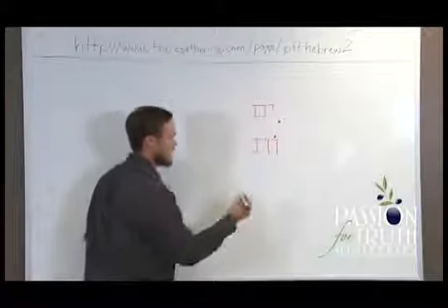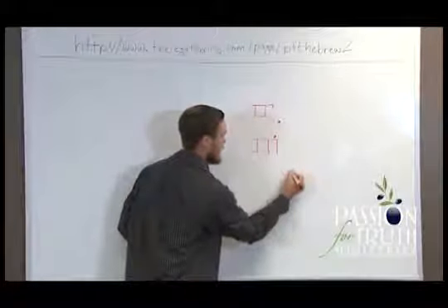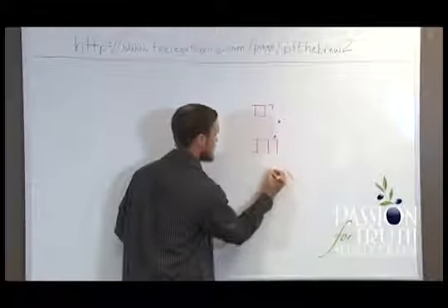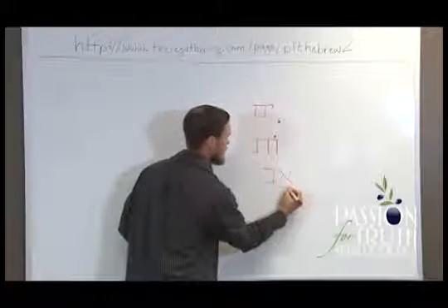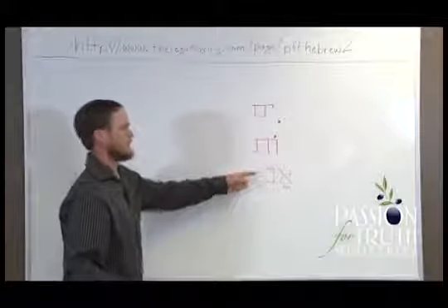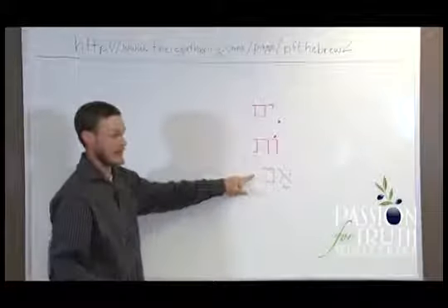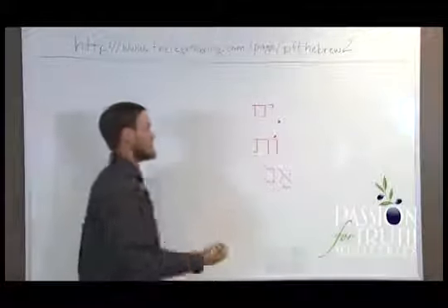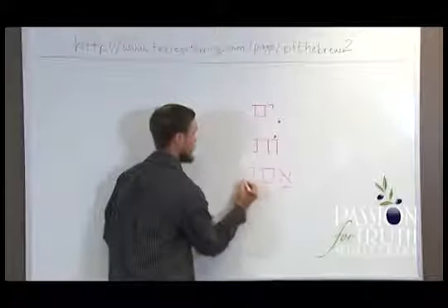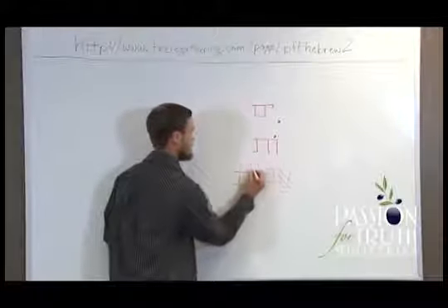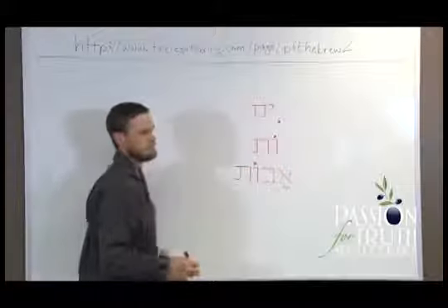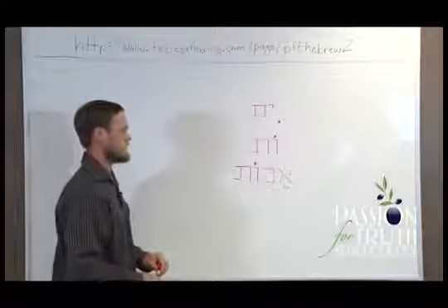So one of the most significant is the word av, which means father. We would expect the plural form of this to be avim, since av is a masculine noun. But in fact, the plural of father is avot, fathers. Okay? So there are these irregular forms.